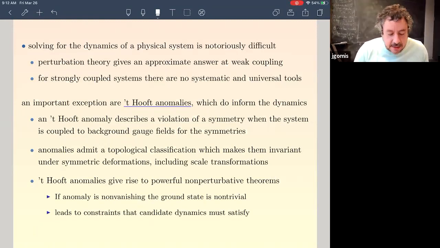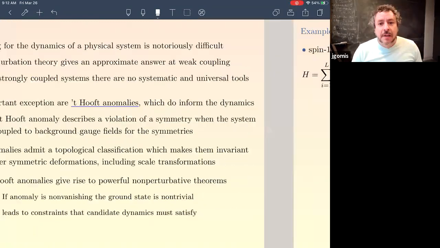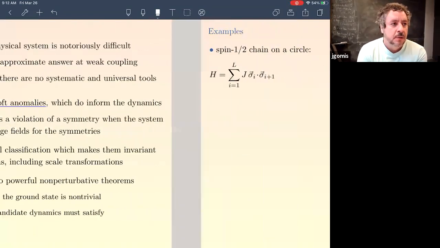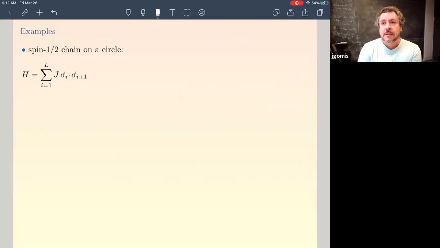And as I said, the existence of 't Hooft anomalies leads to constraints on the candidate dynamics that you have to satisfy. But I want to repeat that it doesn't tell you what the answer is, but it tells you what the answer cannot be. But at least you can reduce the space of possibilities. All right, so maybe this was a little bit abstract. Let me give you a couple of examples of the power of 't Hooft anomalies to learn something about the infrared of interesting systems. So I'll start with an example that's very, very simple.